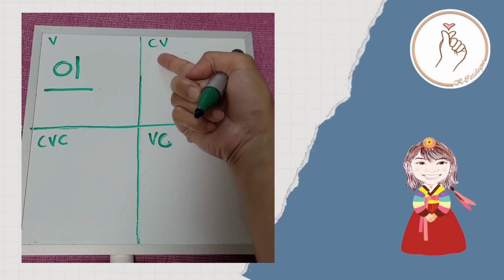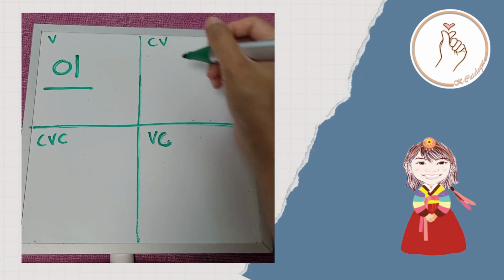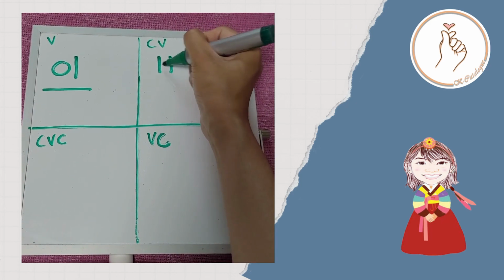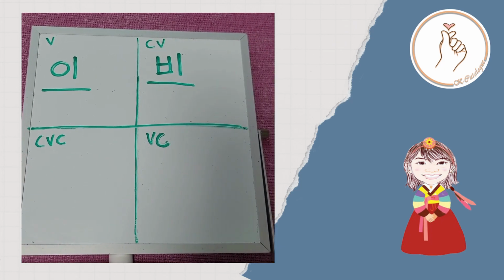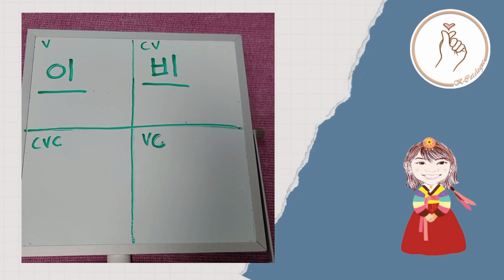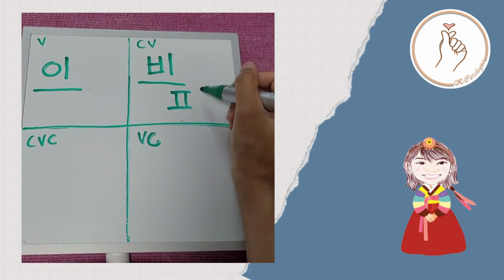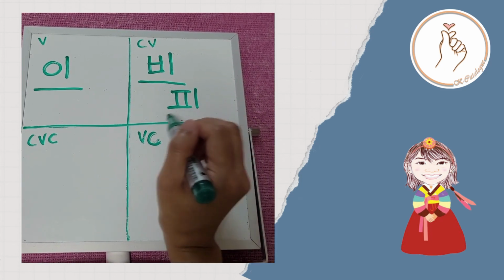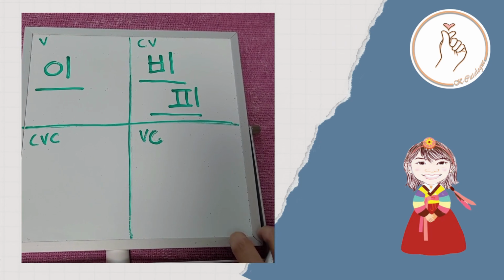Next, combination ng consonant and vowel. Example word natin is B. Consonant biyup plus the vowel E. B. Ibig sabihin, ulan or rain. Another word, P. Consonant piyup plus vowel E. P. Ibig sabihin, dugo or blood.